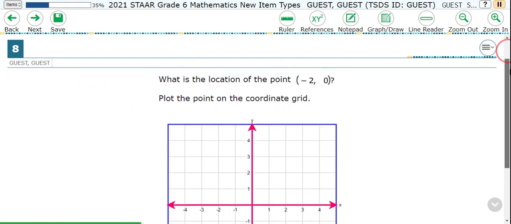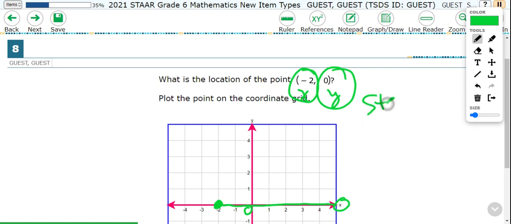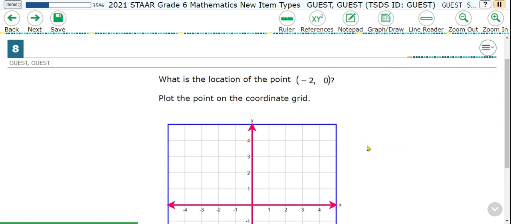What's the location of the next one? We have x is -2 and y is 0. So we go x to -2, and then y means 0, then stop. 0 means stop, you don't go anywhere. So we're just going to put the point right there. You're just going to go -2 and then stop.